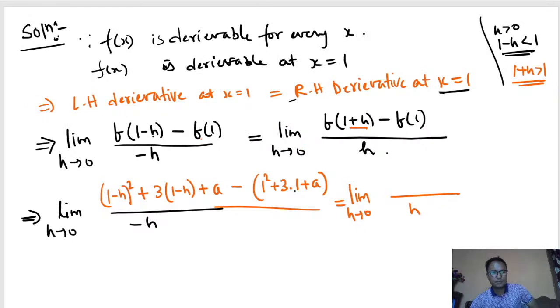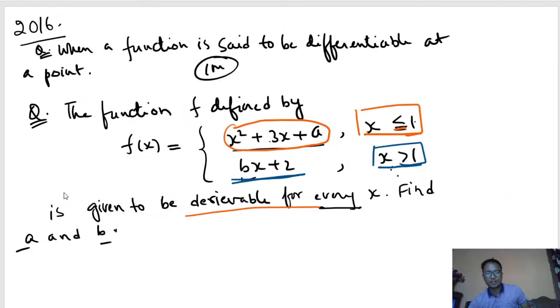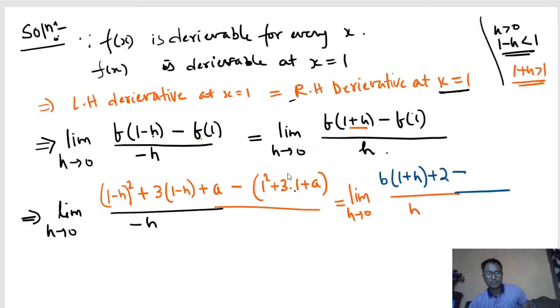For bx plus 2, the x becomes 1 plus h, so b times (1 plus h) plus 2, minus f of 1. For f of 1, we take the first function, which gives 1 squared into 3 into 1 plus a. Simple like that. Okay.